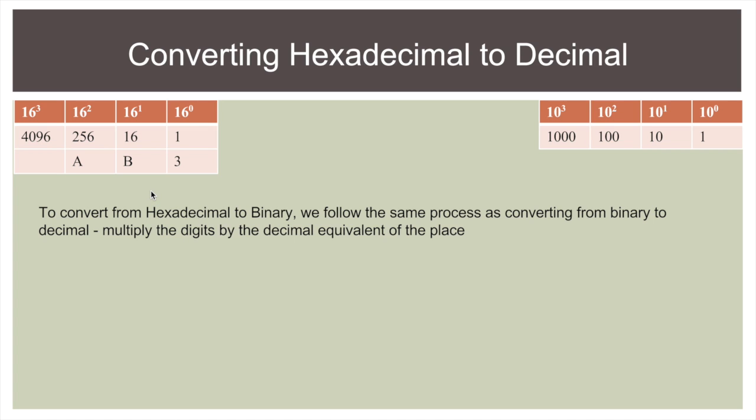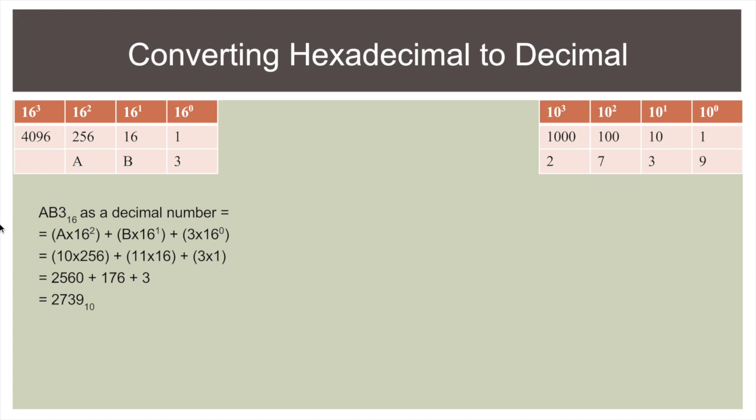Converting from hexadecimal to decimal, we follow the same process as converting from binary to decimal. We multiply the digits by the decimal equivalent of the place. So looking at AB3 up here, we say that we times A by 16 squared, we times B by 16 to the power of 1, and we times 3 by 16 to the power of 0. Converting that, A equals 10, so 10 times 256, B is 11, 11 times 16, and 3 is 3, so 3 times 1. Okay, and we add those up, 2560 plus 176 plus 3 gives us 2739 base 10.